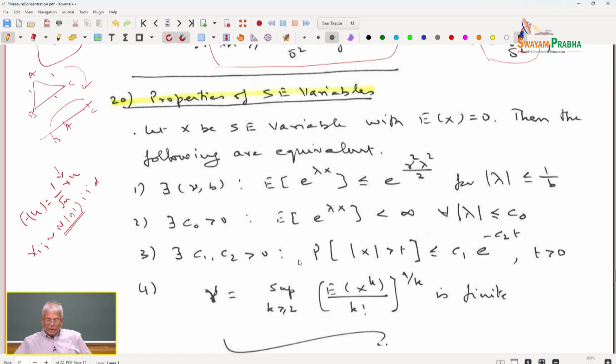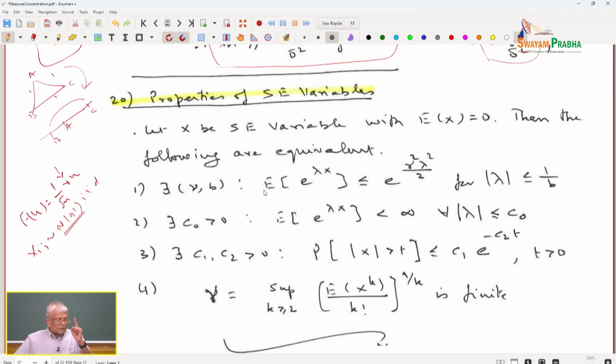Then there is the tail probability coming from the bounds on the moments. The probability that the absolute value of X will exceed t is less than or equal to C1 times e to the power of minus C2 t. It is this tail probability, which is a direct consequence of the upper bound on the moment generating function, that is the tool that we have applied.